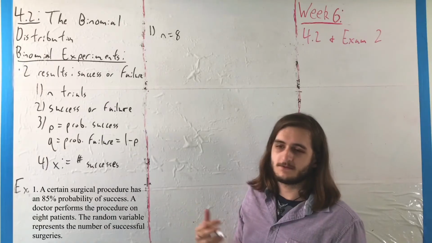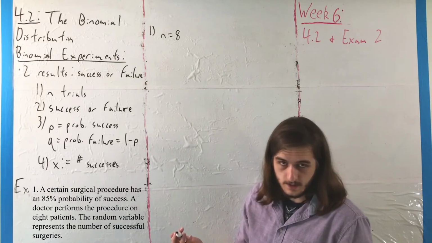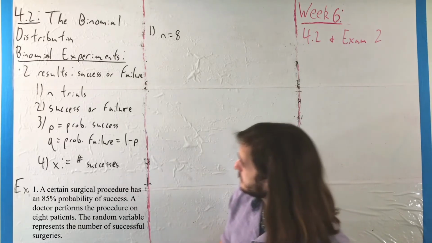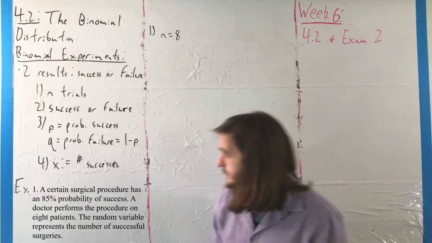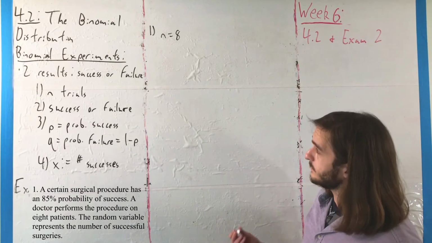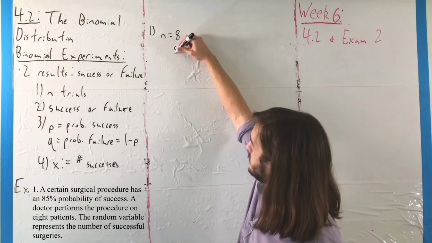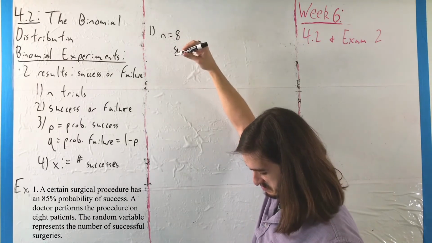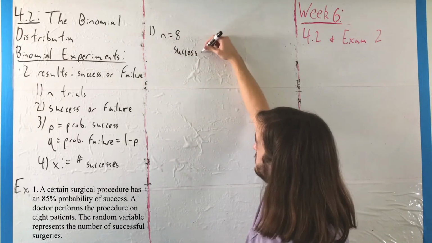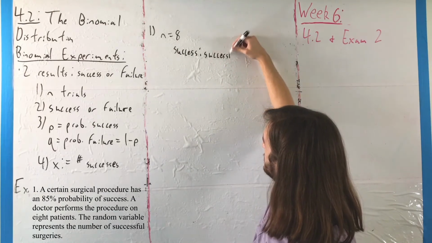robotic competency here, that a successful or failing surgery doesn't affect the next one in any way. So these will be our independent trials as we need, and then we need to talk about what a success or a failure looks like in this case. Here, a success is actually a good thing. It's a successful surgery.